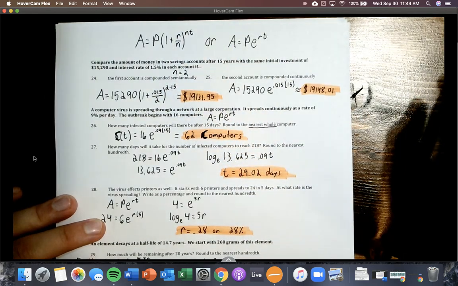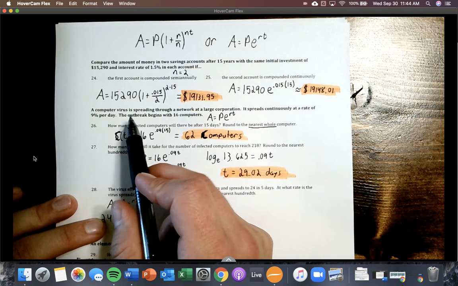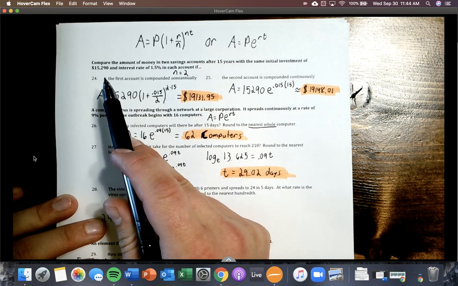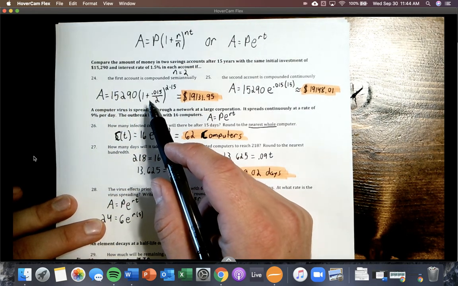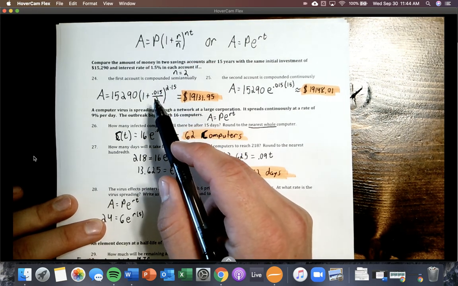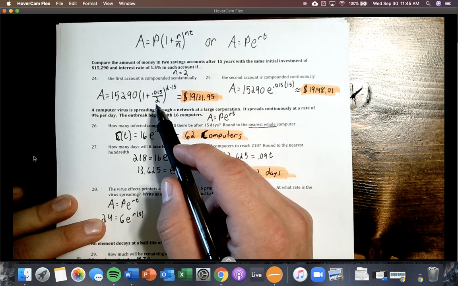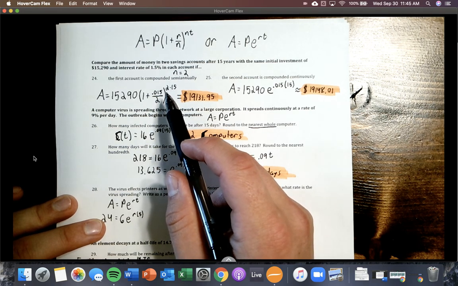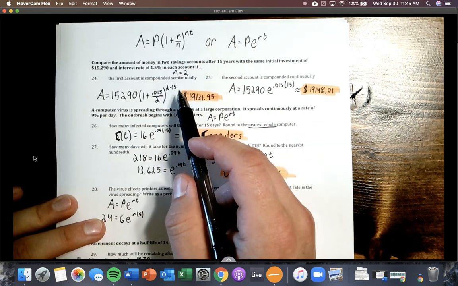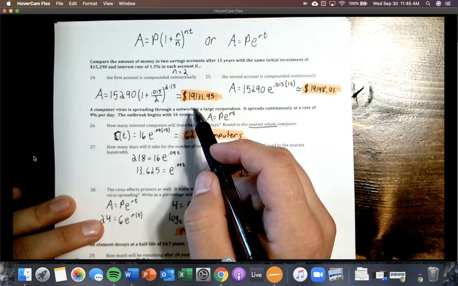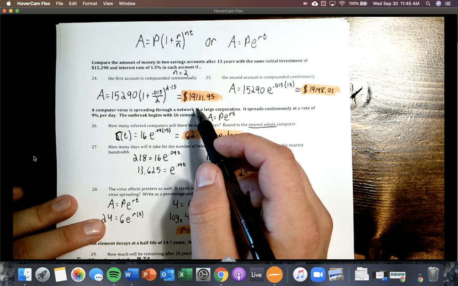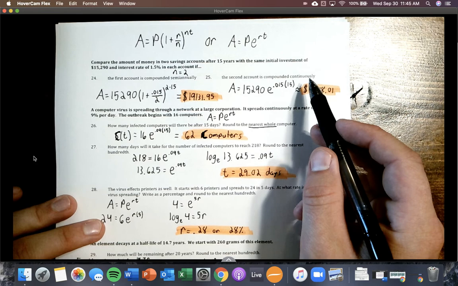So all we have to do is plug in our values. The principal amount, this P, is going to be 15,290 because that's how much we're starting with. That's times 1 plus the rate, which is 1.5%. We can write that as 0.015, all divided by n, which is 2, raised to the n times t, which is 2 times the years, which is 15. We plug all of that into our calculator, and we end up getting $19,131.95.